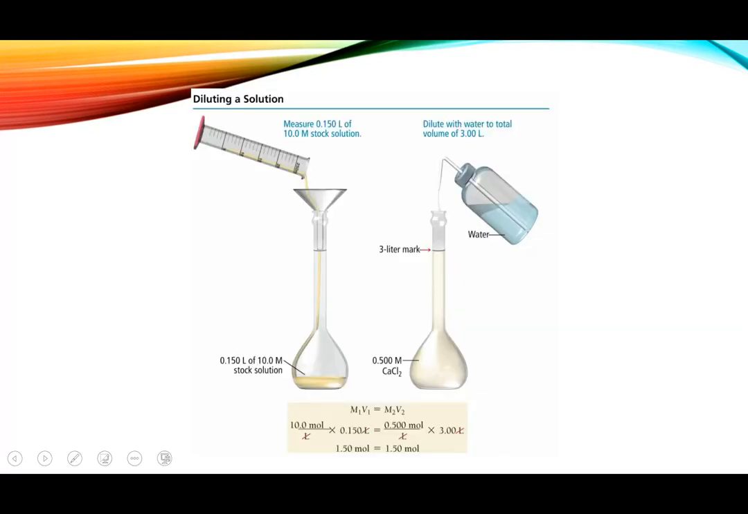Just like before, this is always talking about volume of the total solution. So if I'm diluting, I will put the amount of stock solution that I need into my volumetric flask, and then I will fill that volumetric flask to the correct mark with water. I do not add like 1 liter of water. I want 1 liter of total solution, or in this case, 3 liters of total solution.